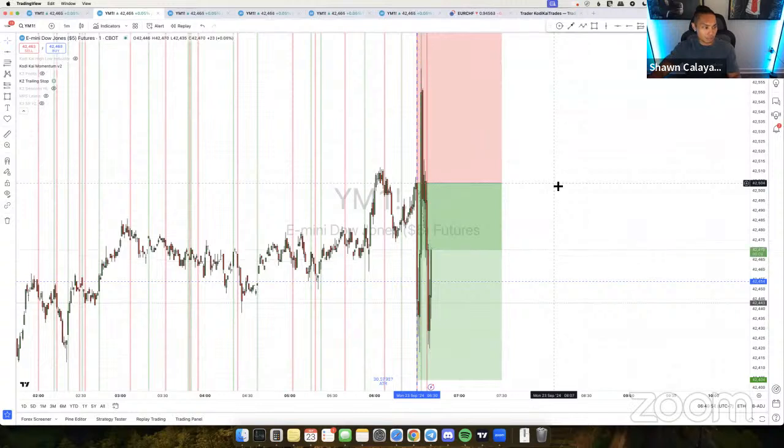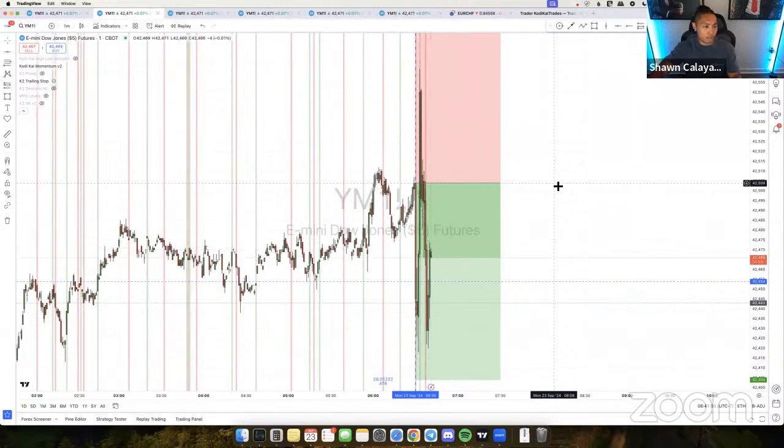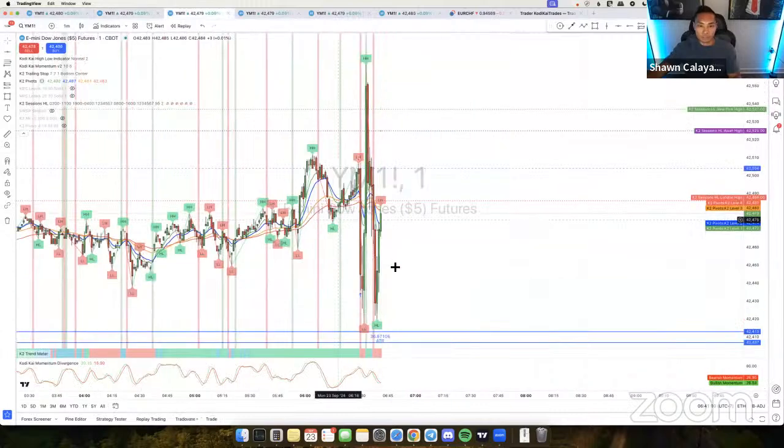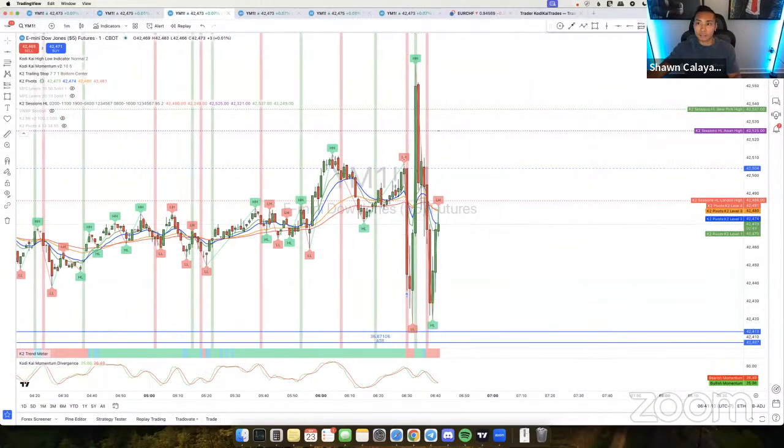Next up is going to be our market flow V2s. So the same situation over here for the market flow V2s, guys. I just missed the entry.